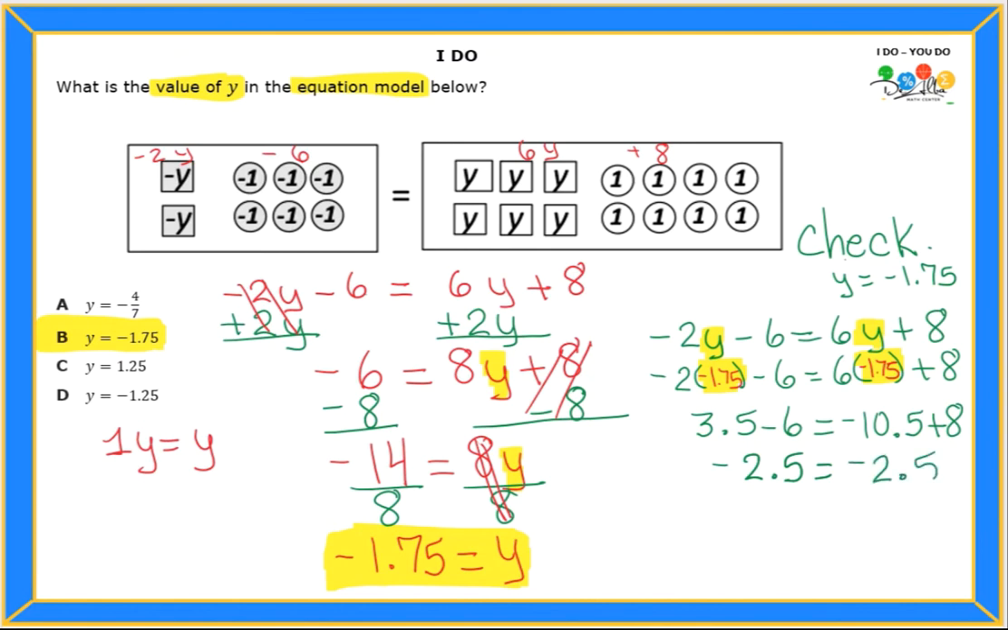Guess what? I get a -2.5. So what does it mean when I get the same number on both sides? That means that the value that I found for y is correct. Okay, so this is what checking is gonna help you do.